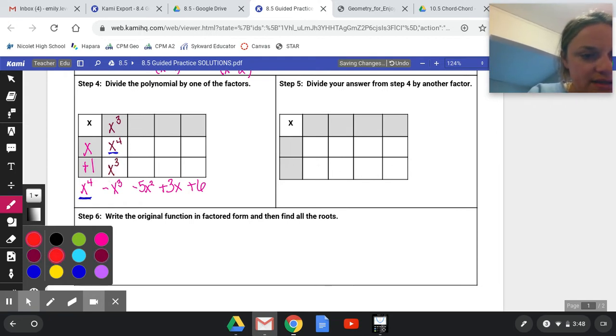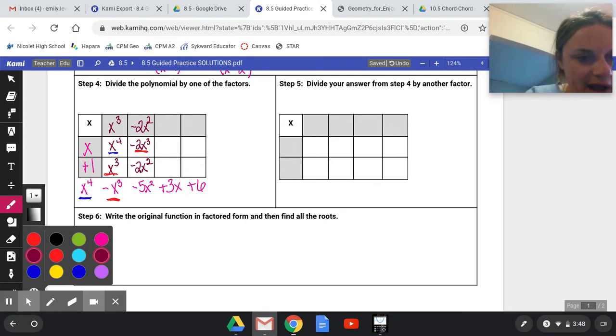Now, I know that -x to the 3rd is the sum of the two blanks right here. So -x to the 3rd is the sum of x to the 3rd plus some number. What does that number have to be? It has to be -2x to the 3rd. Okay, so now I have to think to myself, x times what gives me -2x to the 3rd? That has to be -2x squared. And then I multiply down, so -2x squared goes right there. -2x squared times a +1 gives me that.